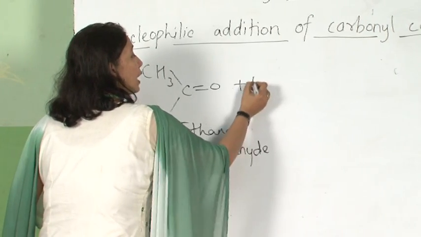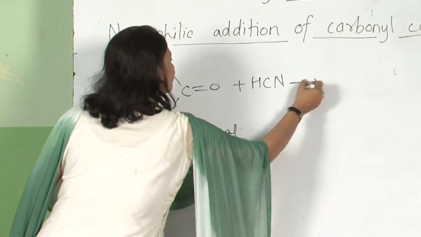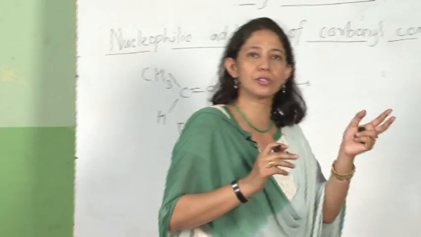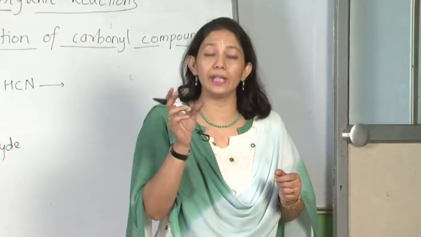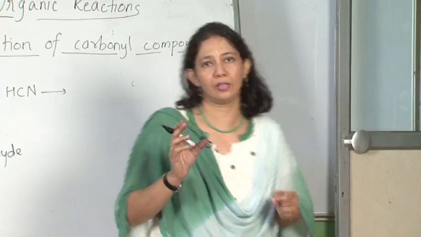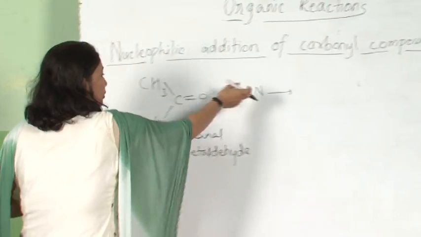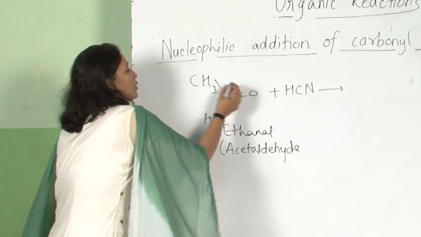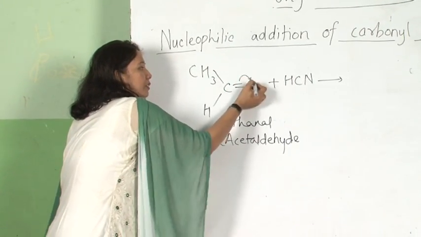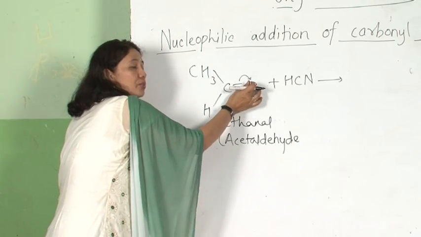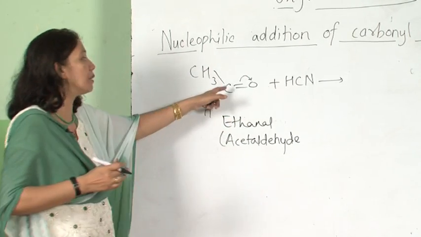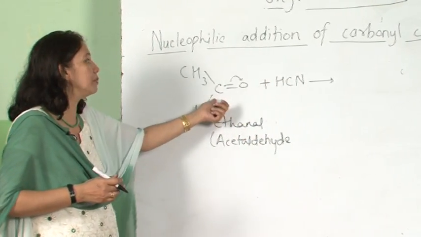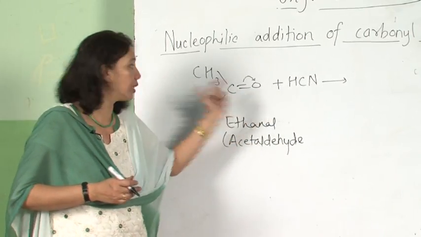When I react this one with hydrogen cyanide, what is happening? Hydrogen cyanide is going to split up as H positive and CN minus. CN minus, any negatively charged species, are nucleophiles. Now when the nucleophile has to get attached, somewhere in this compound I have to create a positive charge. How is the positive charge going to be created? Oxygen is drawing the electrons in this part. So here oxygen is going to develop a negative charge and the carbon atom is going to develop a positive charge. So the cyanide part is going to attack the carbon and the hydrogen part is going to attack the oxygen.